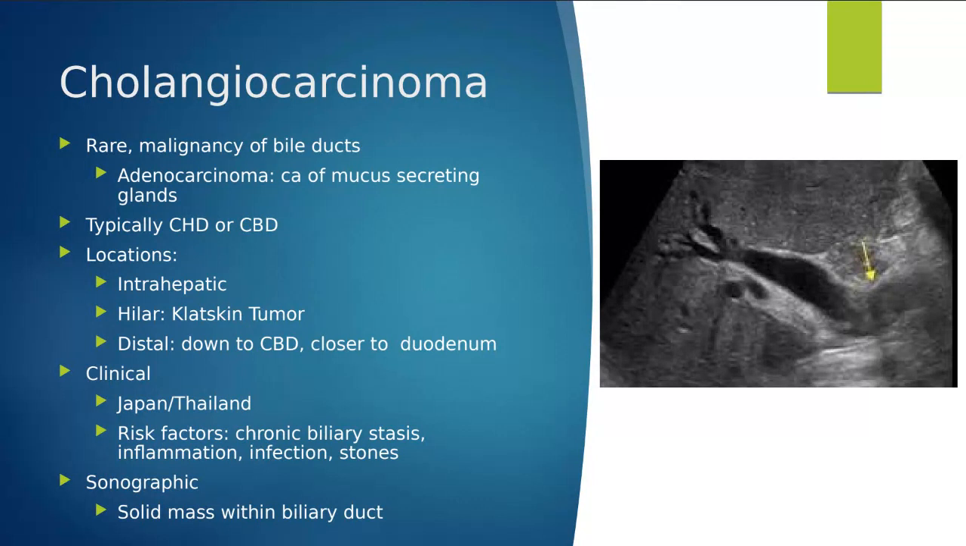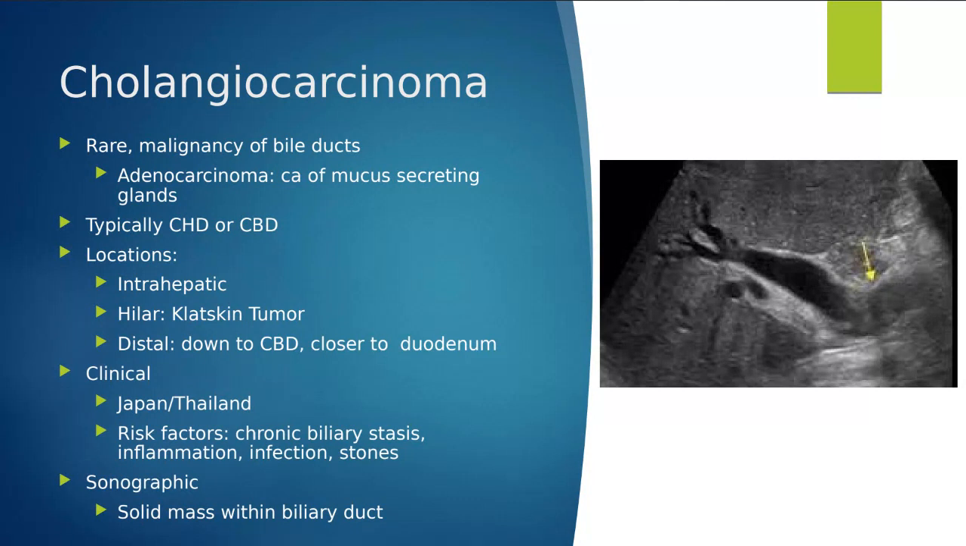This is typically going to occur in either the common hepatic duct or the common bile duct. And because of that, we can have different locations. We classify these cholangiocarcinomas by those locations. So is it an intrahepatic cholangiocarcinoma? That means it's occurring in the hepatic duct. Or is it located right at the hilum, so right at that early CBD position? That's going to be a hilar cholangiocarcinoma, also known as a Klatskin tumor, which we'll talk about again in a second. Or is it located totally extrahepatically, very distal, at the distal CBD, closer to the duodenum and the pancreas? That's going to be a distal cholangiocarcinoma.